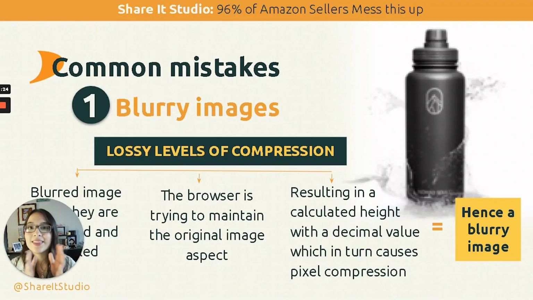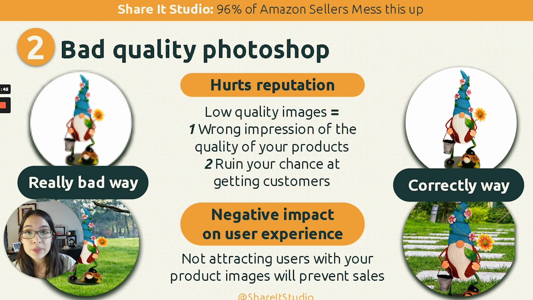So what is the first mistake? Exactly that: having blurry images, bad quality content, lousy levels of compression. All of these errors that you may make while uploading your images to your listing can impact your listing very badly. And how can it impact badly? Well, it hurts your reputation, because one low quality image will be equal to one wrong impression of the quality of your product. If you don't have a good image, how would you have a good product? And also it's going to ruin your chances of getting customers, because if the first thing that the customer sees, which should be catching their attention, is bad, then you're not going to get the click. And if you don't get the click, you don't get the conversion, you don't get to sell anything.